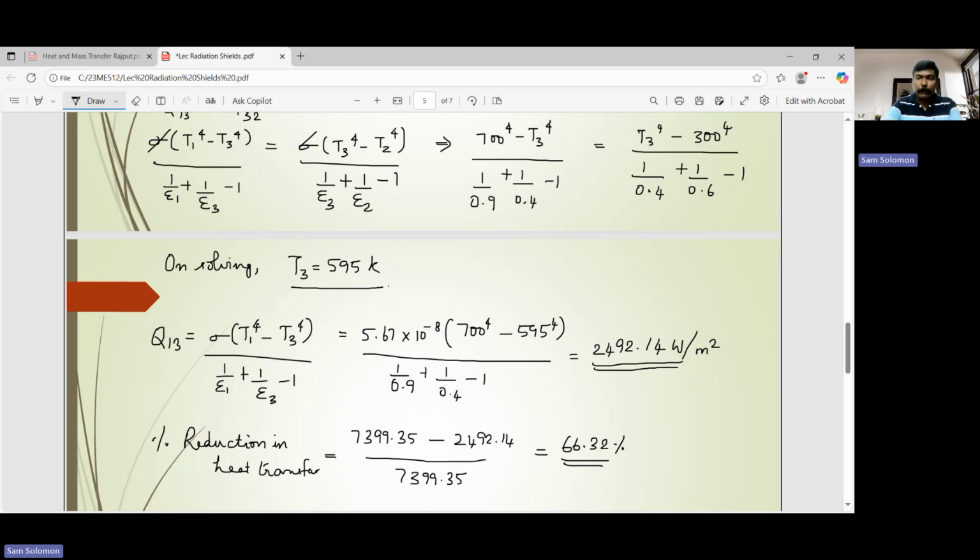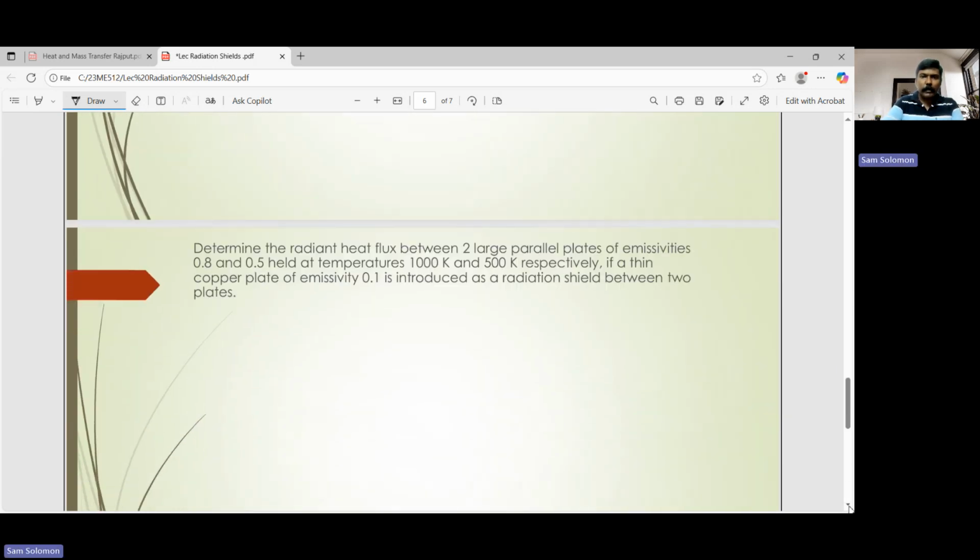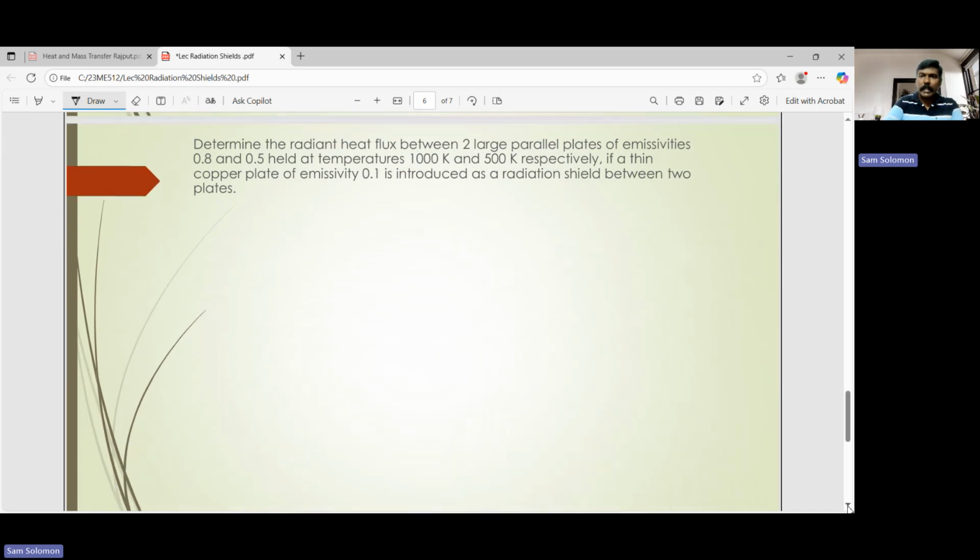So this is one example. The next example that we will look at is just the same problem, but just to introduce another methodology of solving the problem. So determine the radiant heat flux between two large parallel plates of emissivities 0.8 and 0.5 held at temperatures 1000 and 500 Kelvin. If a thin copper plate of emissivity 0.1 is introduced. So now the question is very simple.